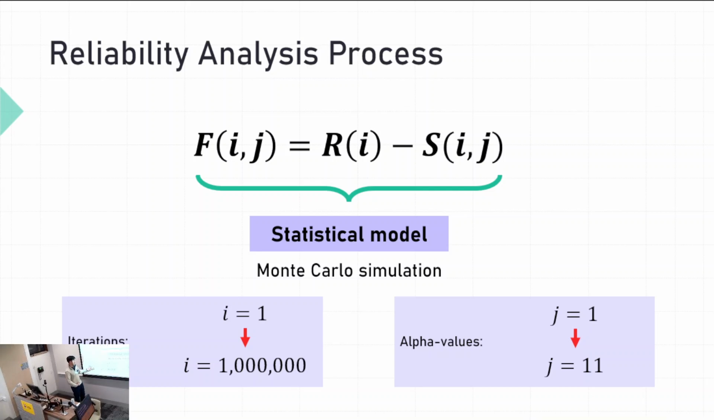For my steel reinforced timber, I've generated 11 million values. Essentially it comes from 1 million, and then we look at 11 different alpha values, so it's 11 million.